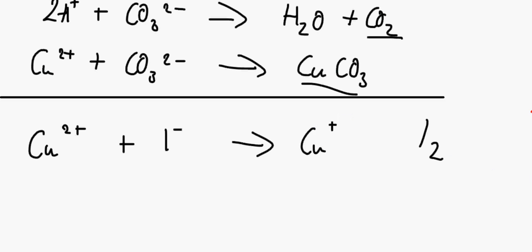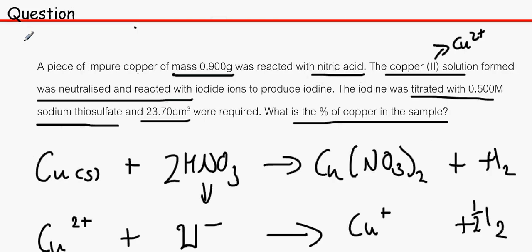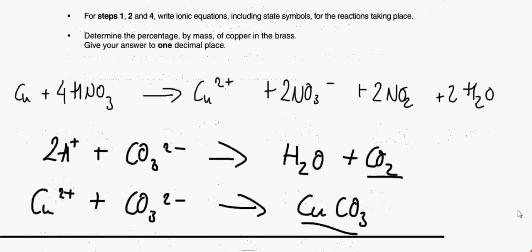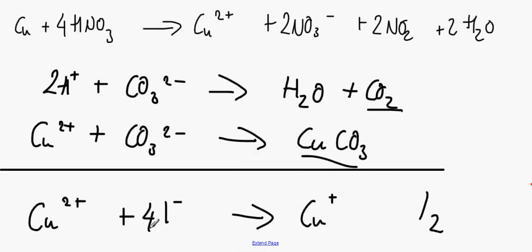So now we need to find out how many iodide ions we need to complete it. If you're not sure how to do this, please refer back to my previous video on redox using iodine and thiosulfate, because we did come across that over here. And we found out that we would need 4 iodide ions.